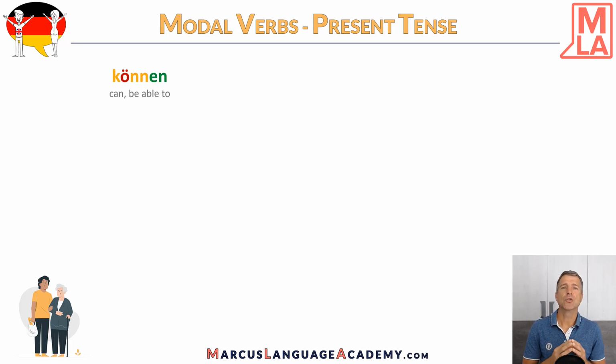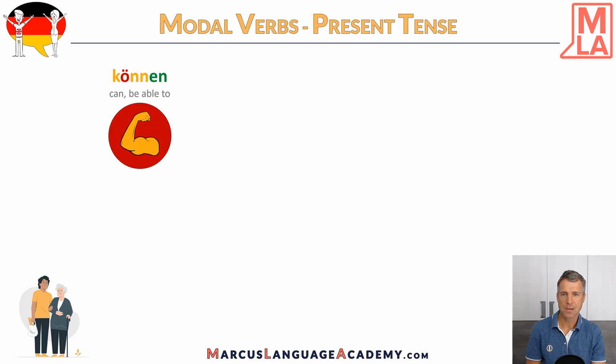The first modal verb is können: can or be able to. You see I used the color and I also marked the O umlaut red because something irregular will happen here. I also use a symbol, the strong arm, because we can do it. Therefore the arm and the red dot because it will be irregular.